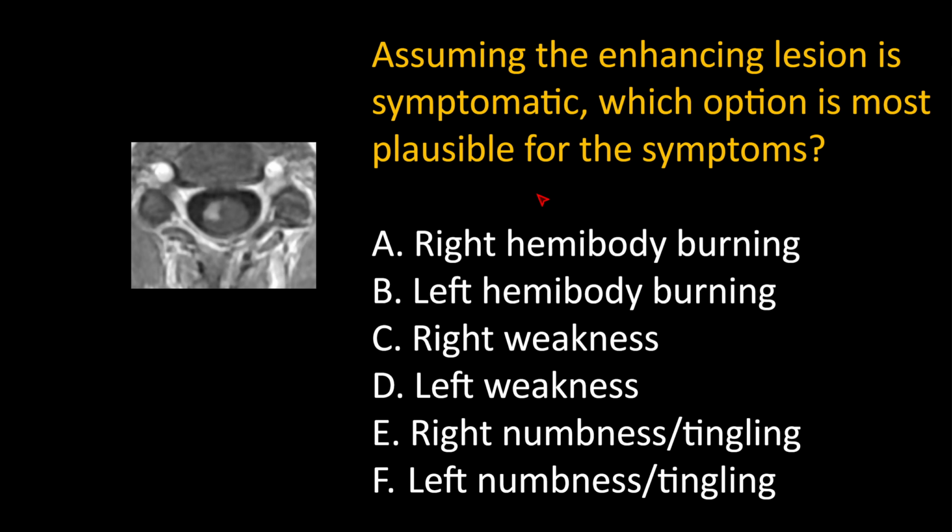Now, this is an aside, and it's a good segue to do a little bit of spinal cord anatomy. Assuming that this enhancing lesion is symptomatic, what are the most plausible symptoms that this patient is having? So first you've got to decide which side of the body it is and what the symptoms are. Is it a burning sensation, meaning it's affecting pain and temperature? Is it weakness, meaning it's affecting motor function?